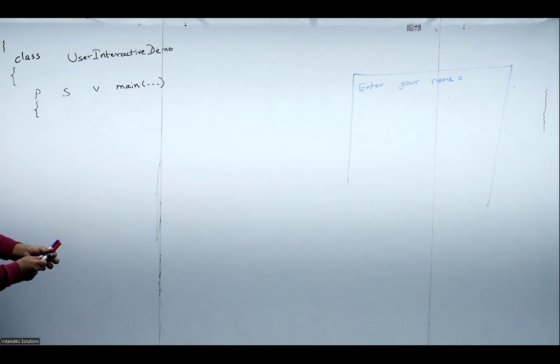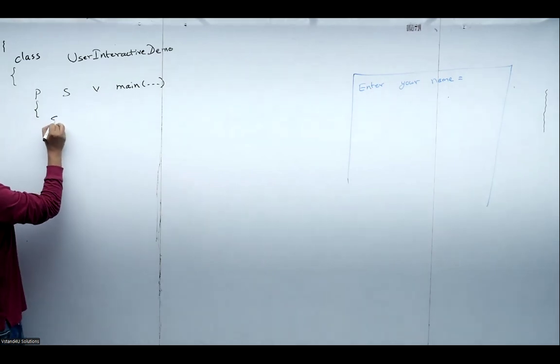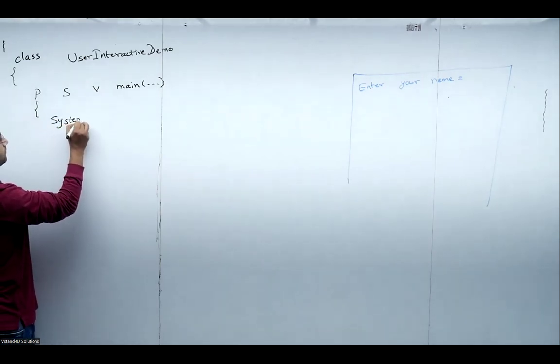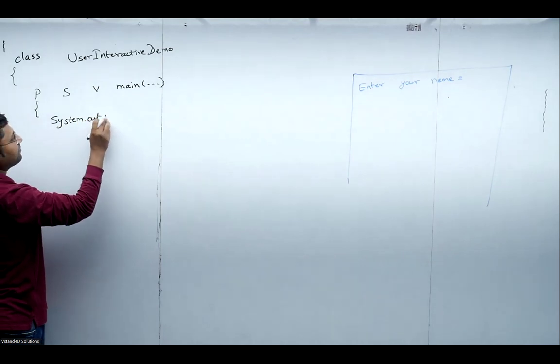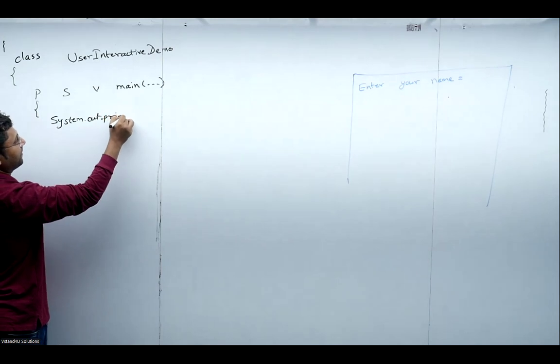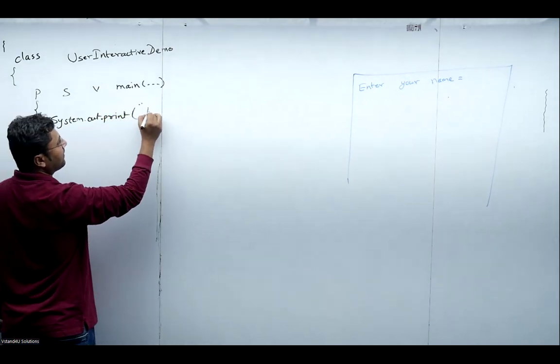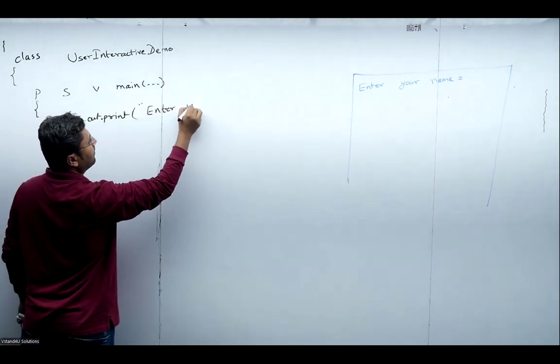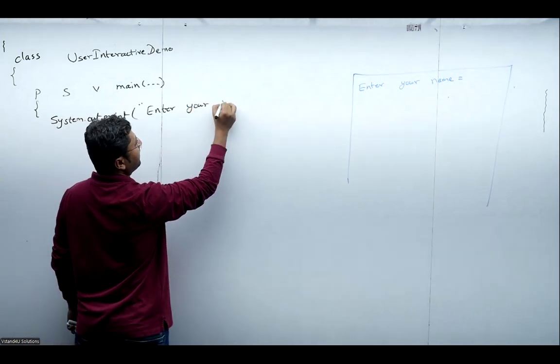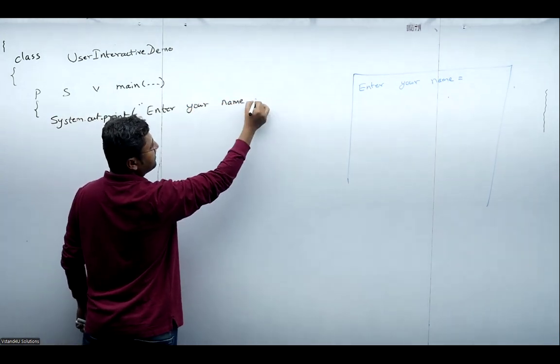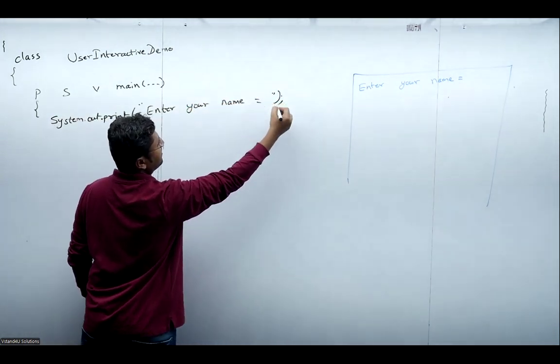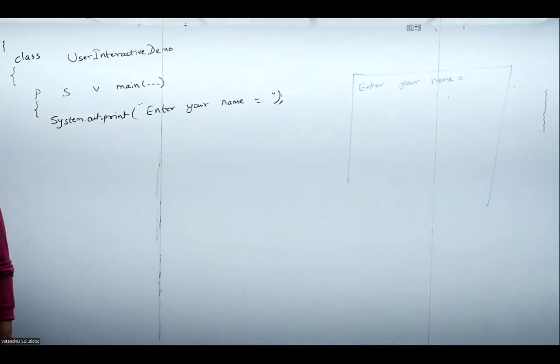System.out.println. I'm using print, not println. I'll tell you the reason also. System.out.print. I am saying enter your name space equal to space, in double quotes, closing. Done. Am I clear? Okay, sir.